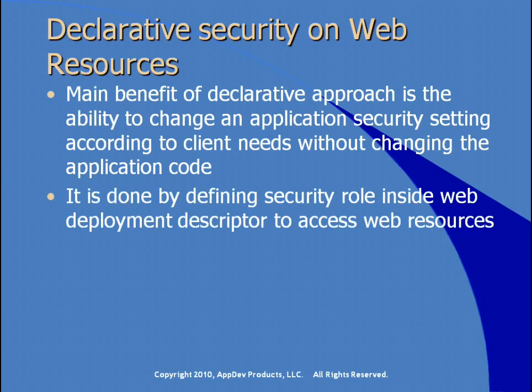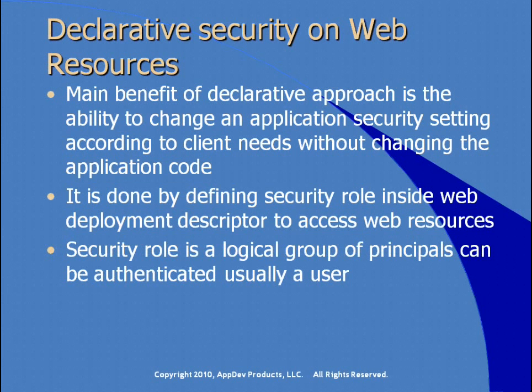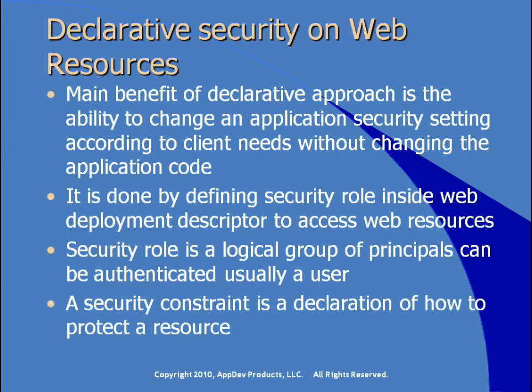To accomplish this, it's done by defining a security role inside the web deployment descriptor. The security role is then used to access certain web resources, artifacts within my web application. A security role is actually just a logical group of principals that can be authenticated, usually a group of users. A security constraint is a declaration of how to protect a resource or a group of resources.